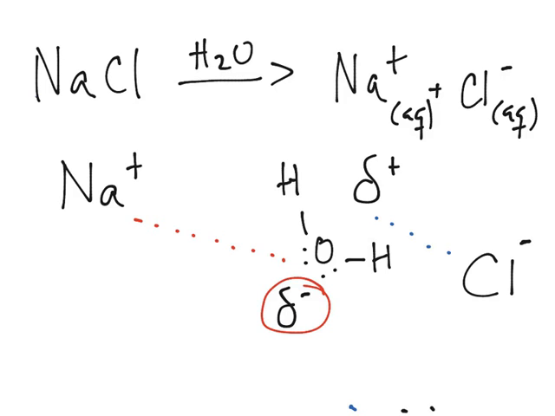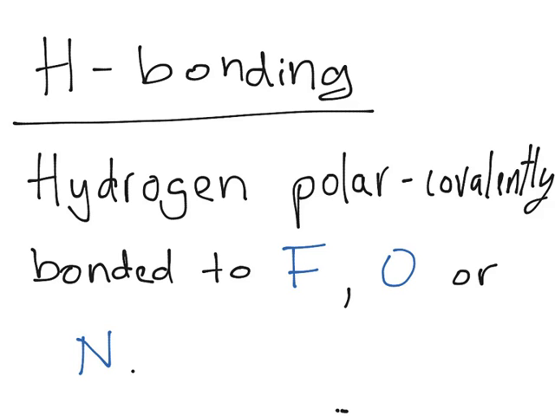Now the second type of intermolecular force we're going to talk about is called hydrogen bonding. And don't let the name confuse you. As I told you before, intermolecular forces are not bonds. A hydrogen bond is an attraction between a hydrogen and one of these three elements: fluorine, oxygen, or nitrogen. So a hydrogen bond will only occur with those three elements. You cannot have a hydrogen bond with something like carbon. Just fluorine, oxygen, and nitrogen.